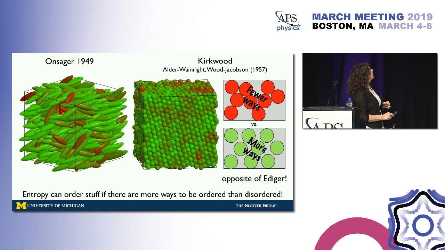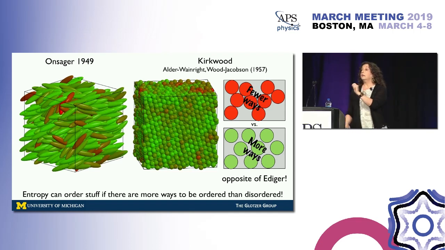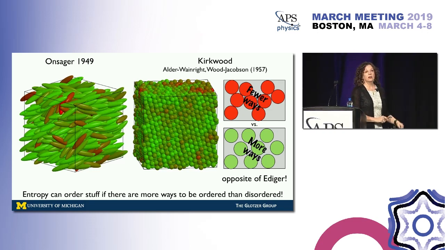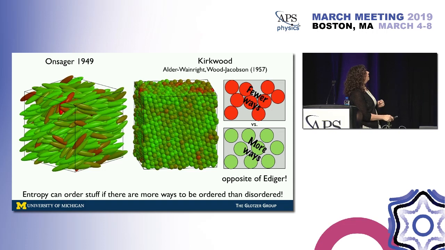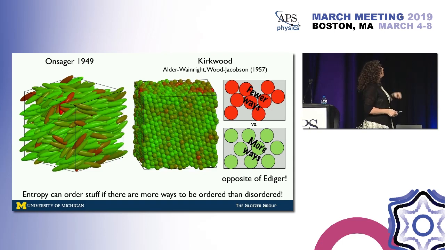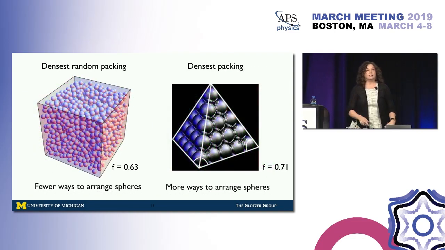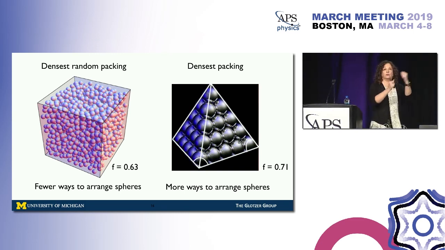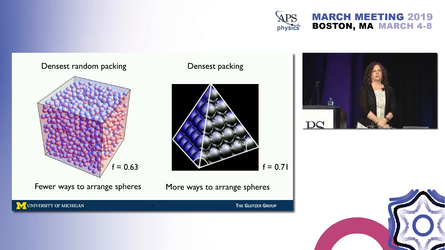And in fact, it does, and it does this because, and this is exactly the opposite of what we just heard from Mark in terms of oranges, because, and I'll explain why, there are fewer ways of being disordered than there are of being ordered. There are more microstates consistent with the crystal phase than with the disordered liquid phase. And one way to see this is this. The densest random packing for a box of identical spheres is 63%. So if you insist that the balls be random, you cannot pack them denser than 63%.